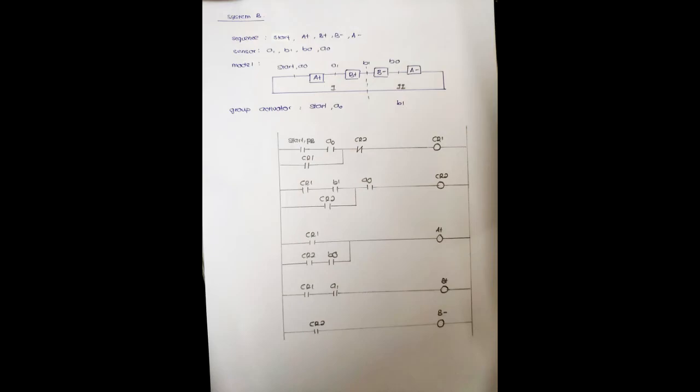Next, the power circuit. Contact relay 1 latching with contact relay 2 and with sensor B0 is connected to A to make cylinder A extend and retract. Next, contact relay 1 and sensor A1 are connected to B plus to make cylinder B extend. Lastly, contact relay 2 is connected to B minus to make cylinder B retract.